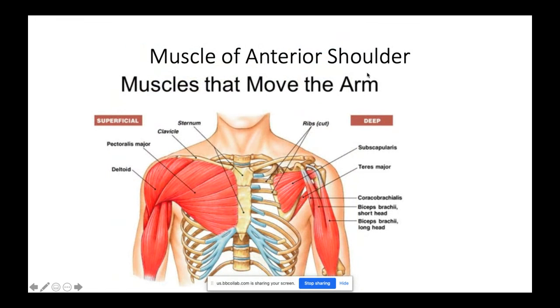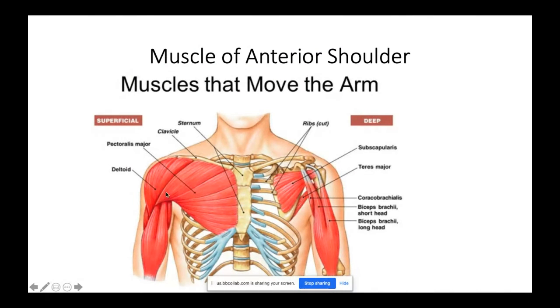Okay, let's look at the muscles of the anterior shoulder. These are muscles that are going to move the arm. When we talk about arm, we're talking about this, the humerus. The humerus is the arm, same thing as the shoulder. When we talk about forearm, the forearm is the radius and ulna, which is down lower. Arm is shoulder. So what are the superficial muscles? Well, you got the pectoralis major here. You got the deltoid. You have the biceps. These are all shoulder muscles. They're all muscles that move the humerus.